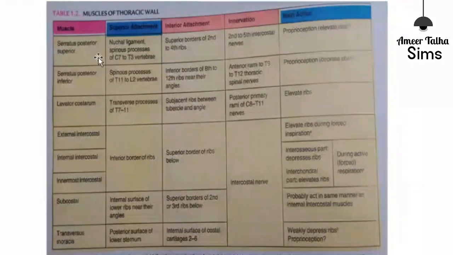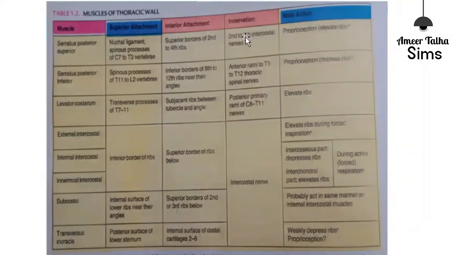This table is taken from your KLM, and these are the muscles of the thoracic wall. But the thoracic wall also includes the axioappendicular muscles, right? Serratus posterior superior originates from the nuchal ligament and spinous processes of C7 to T3 vertebrae, and it inserts on the superior border of the second to fourth ribs. It is innervated by the second to fifth intercostal nerves, and its main action is elevation of the ribs.